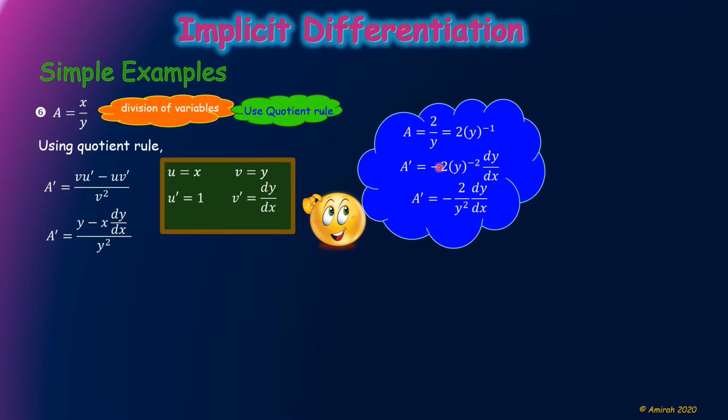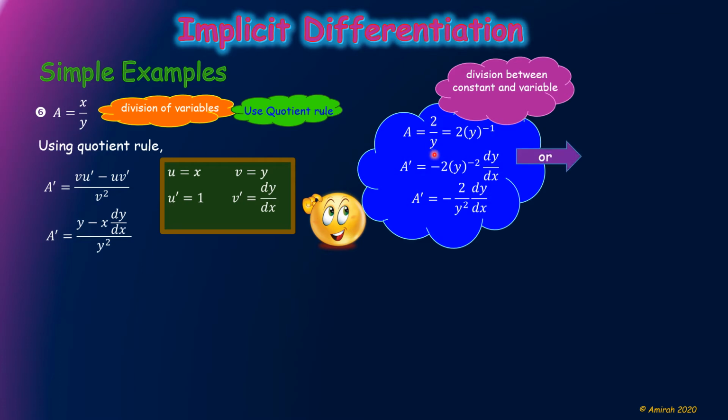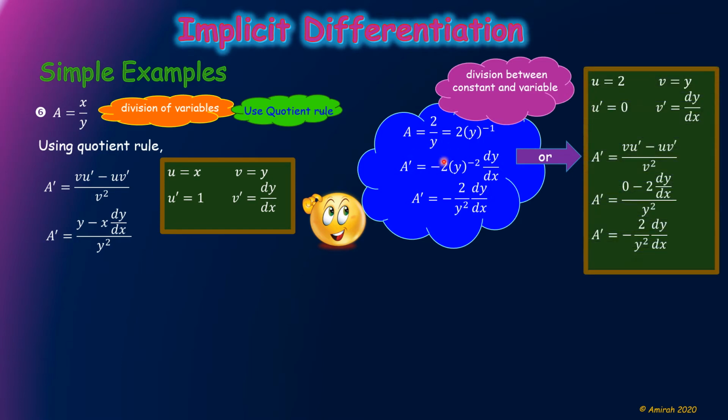Okay, A is constant over y. Just now it was variable over variable. So here it is constant over variable. So this is division between constant and variable. Or we can differentiate this question using the quotient rule.